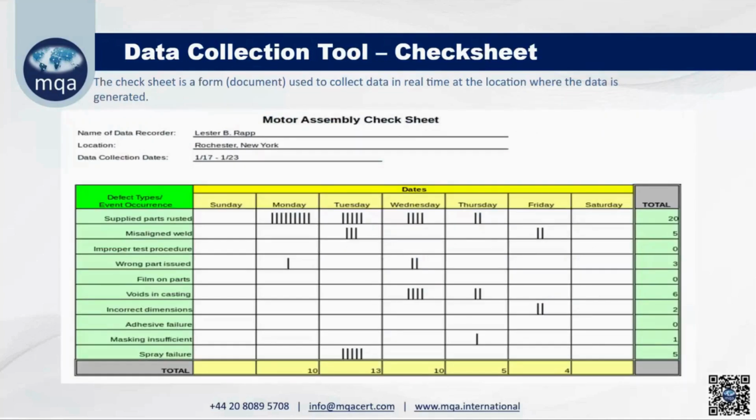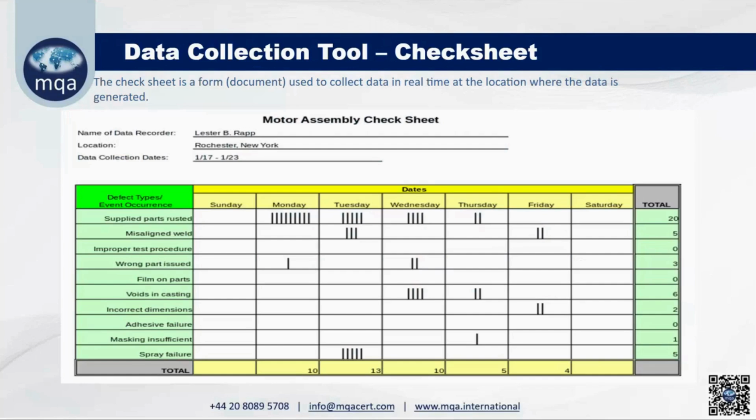Data collection checklist. Now this is a simple checklist for collection of rejections, defects. And it is for a week, from Sunday to Saturday. For a week, this data is collected. Now what data is collected? The data is collected for Lester B wrap, and the location is New York. Time is from 17/1 to 23/1. So this is 1 week data.